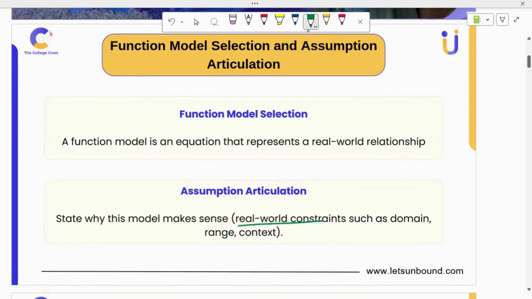There will be some constraints when we are doing this in real life. In pure math, I will say my quadratic function works from negative infinity to positive infinity. But in problem solving, it won't be like that. So the domain might have constraints, and the range might have too, depending on the context. So we should be able to assume things. Maybe one or more assumptions is possible.